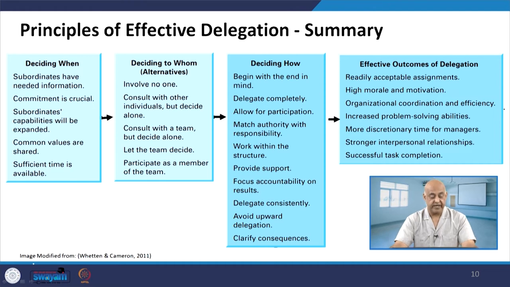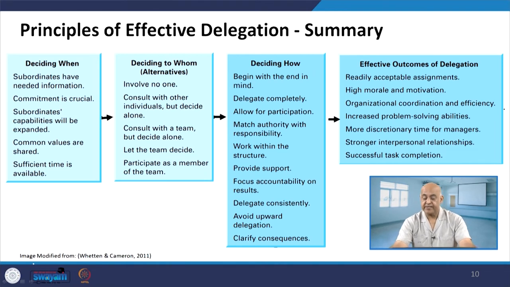So, therefore, in that case, the decision-making process is many times to be with the one who has the responsibility. Deciding how: begin with the end in mind and delegate completely, allow for participation. Match authority with responsibility, work within the structure, provide support, focus accountability on results, delegate consistently, avoid upward delegation and seek clarification. So what are the effective outcomes of delegation?